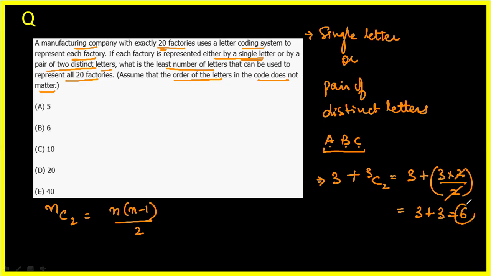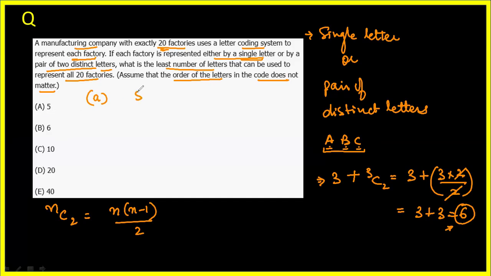That means there are 6 codes which can be generated using the three alphabets or three distinct letters, right? We have to get this to be 20, and we require how many distinct alphabets are required to make codes which serve 20 factories. Now let's start with option A. It says that if there are five alphabets or 5 letters, how many codes can be generated?